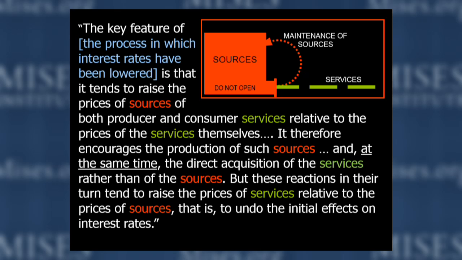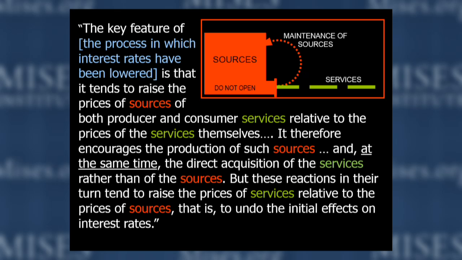The key feature of the process in which interest rates have been lowered, supposedly by the central bank, all right? And we have to see what this process is. And you've got it color-coded, and you know what he means by sources, you know what he means by services, all right? We could all read it in unison, but let me read it, and I try not to stumble. So the key feature is that it tends to raise the price of sources of both producer and consumer services relative to the price of the services themselves.